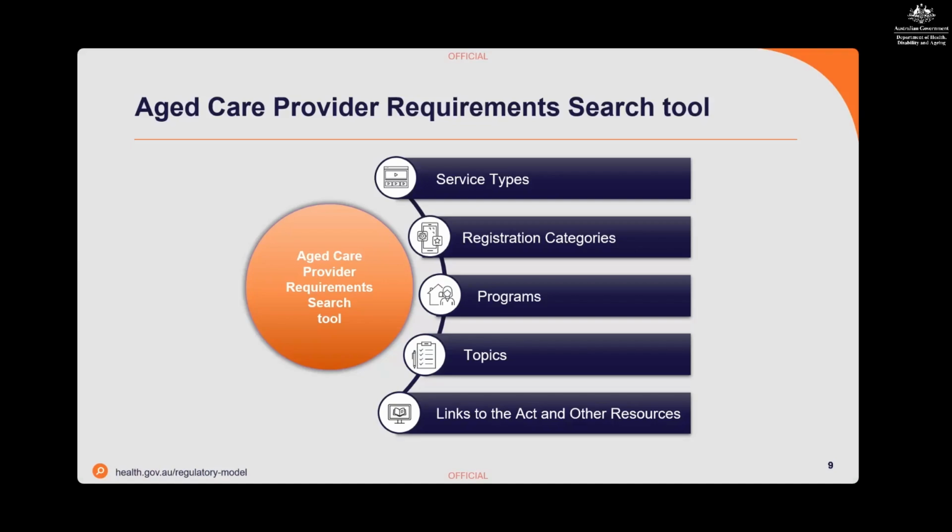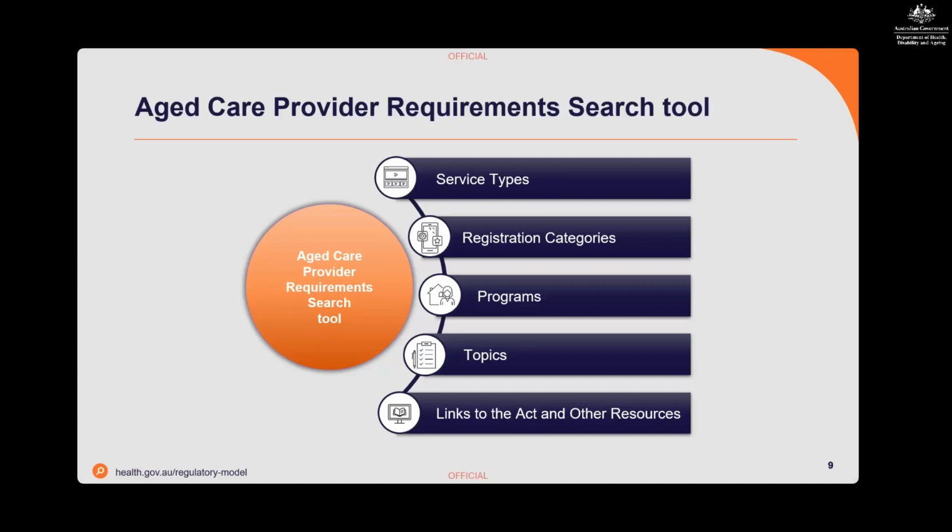With the introduction of the 6 registration categories, a key filter will be registration category and service types, to help return the applicable requirements. The user will also be able to select by program type or funding type, such as Commonwealth Home Support Program or Support at Home, to see any requirements based on that particular funding stream.